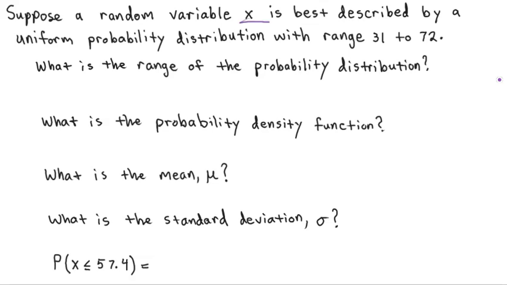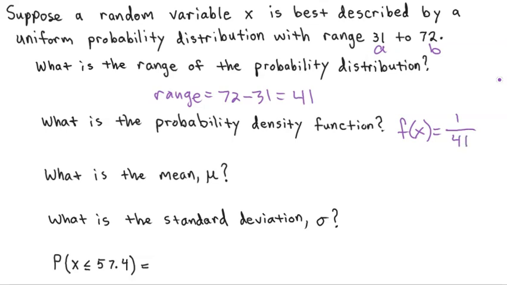It says, suppose a random variable x is best described by a uniform probability distribution with range from 31 up to 72. And so 31 would be our A and 72 would be our B, okay? So the first question is, what is the range of the probability distribution? Well, the range is just the larger number, 72, minus the smaller number, 31. And 72 minus 31 is 41. So that's our range. What is the probability density function? Well, f of x equals 1 over the range, so it'd be 1 over 41.